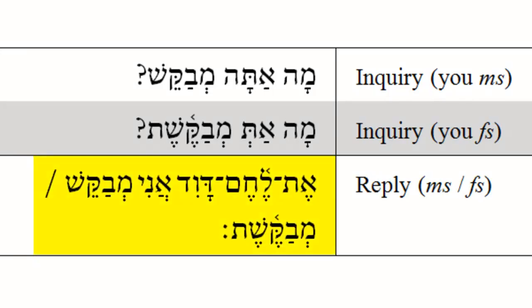Et lechem David ani mevakesh. That's if the person speaking is a man. If the person speaking is a woman, et lechem David ani mevakeshet. Notice particularly the use of the particle et preceding the definite direct object, lechem David. So the correct phrase is et lechem David.